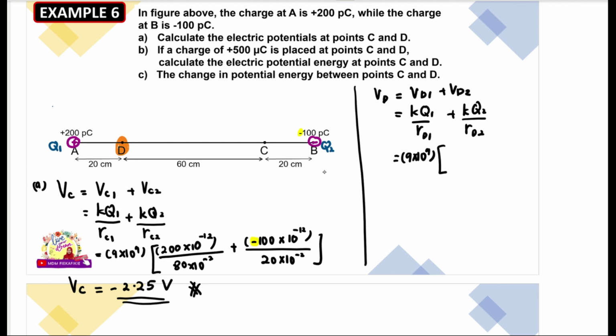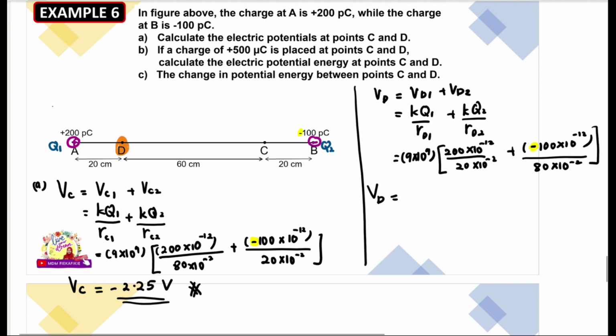So Q1 200 pico bahagi dengan RD1 20 cm plus Q2 is negative 100 picocoulomb bahagi dengan jarak antara point D dengan charge yang kedua adalah 80 cm. Okay, so finally you akan dapat VD is equal to 7.88 volt. Okay, so A settle. And then B, if charge of positive 500 microcoulomb is placed at point C and D.